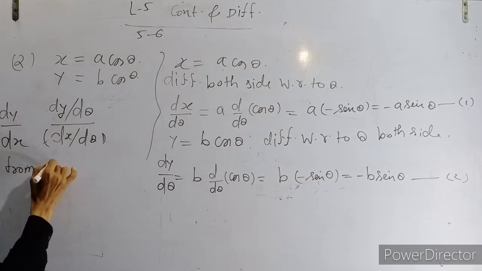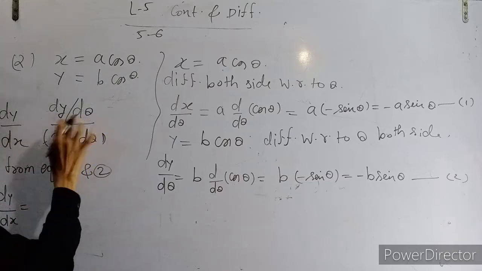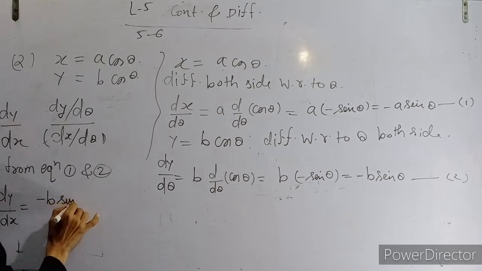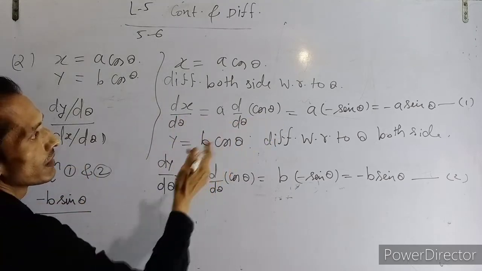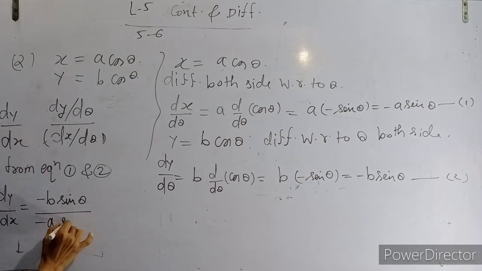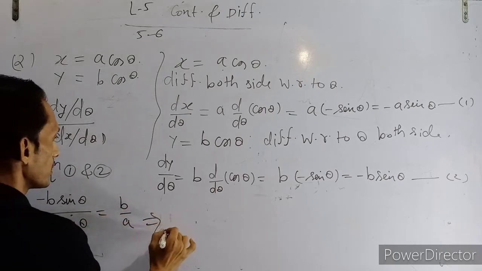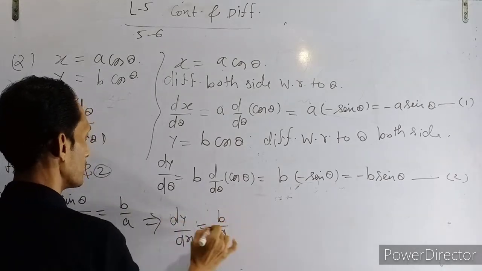From equation 1 and 2, put the value here. dy by dx equals dy by d theta upon dx by d theta. What is the value of dy by d theta? You can say minus b sin theta. And the second, dx by d theta: what is the value of dx by d theta? You can observe here, minus a sin theta. It means b upon a. So dy by dx equals b upon a. Is that clear?